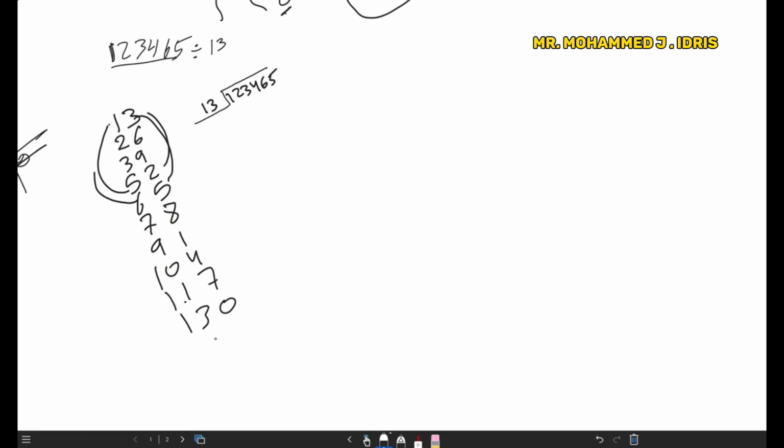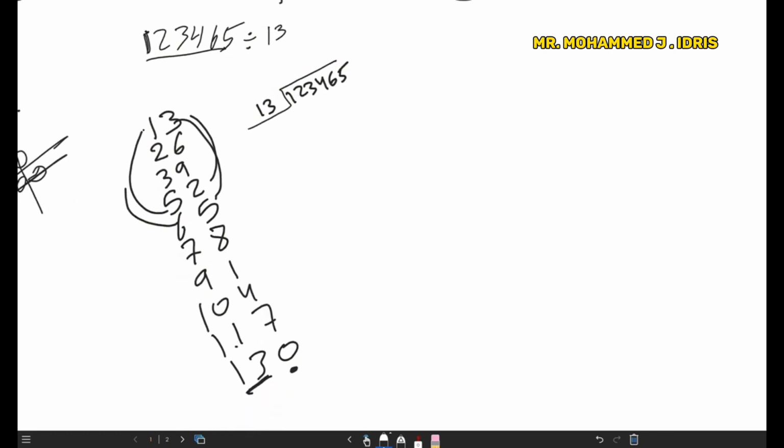1. 130. As soon as I reach 13 and a 0, I should tell you how I know when to stop: when we reach the same number with a 0 beside it, which is like multiplying by 10, that is the last multiple we need. As soon as I reach 13 with a 0, which is 130, I'm done. I wrote all the multiples I need. Now let's start dividing. 1 divided by 13, you can't.